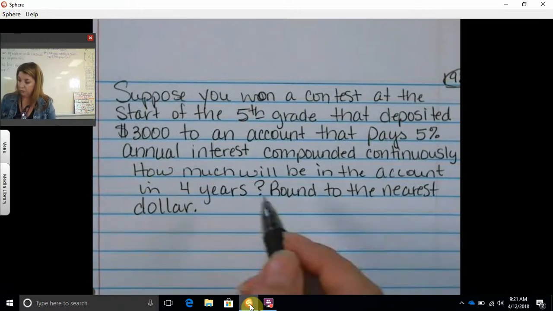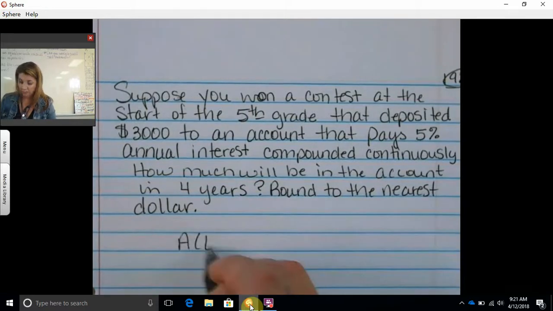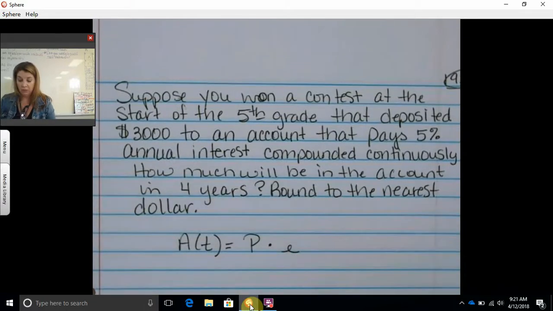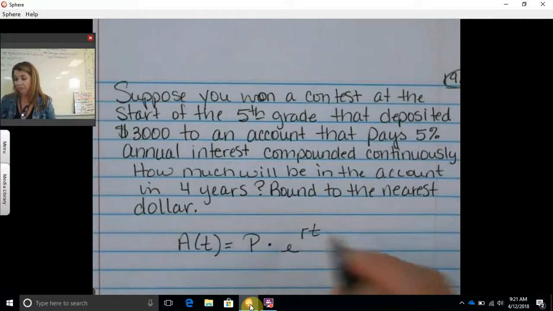So let's write our formula down, which was A of t equals P times e, try to make it more like an e instead of an L, apparently, raised to the r times t.